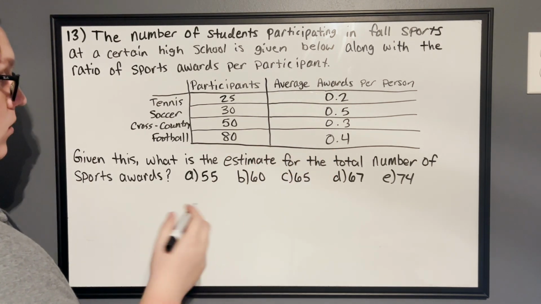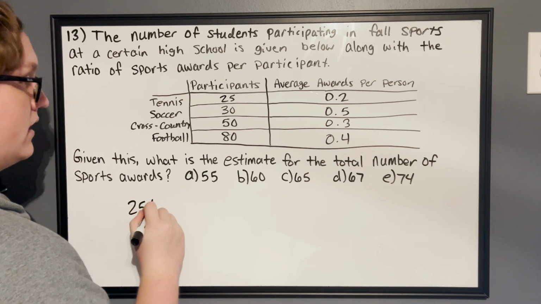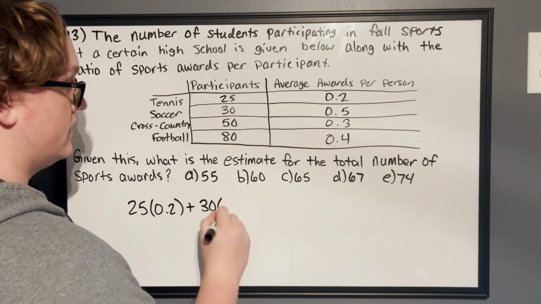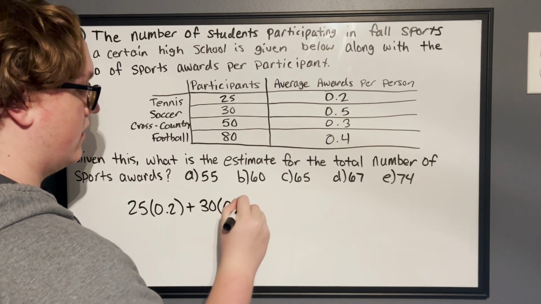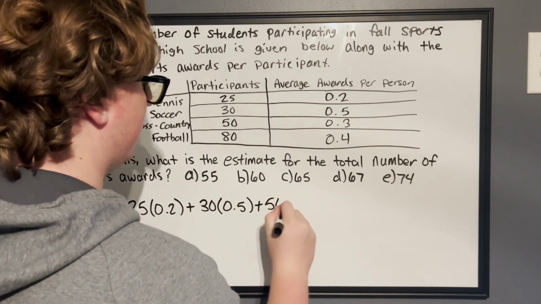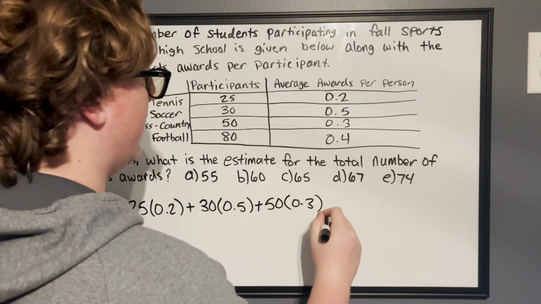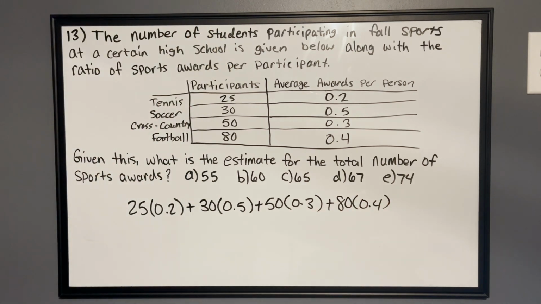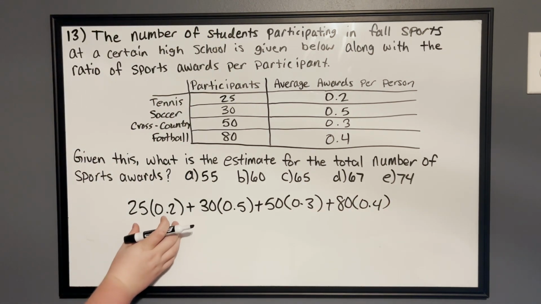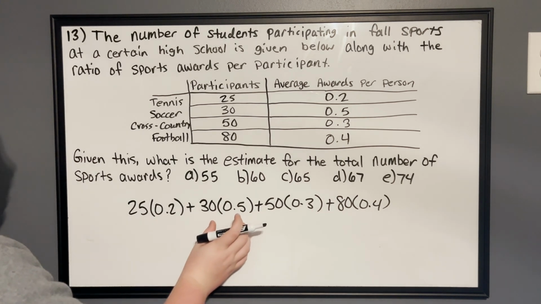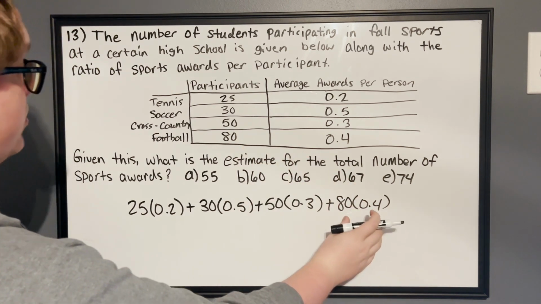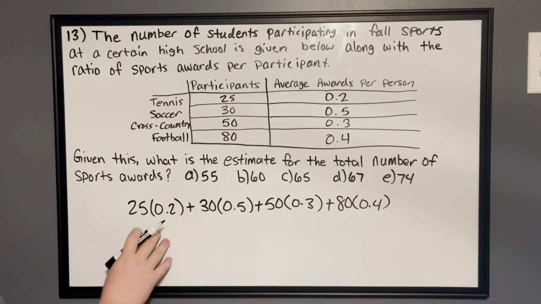So to figure out the total awards, we're going to do 25 times 0.2 plus 30 times 0.5 plus 50 times 0.3 plus 80 times 0.4. So now this will give the average awards for the whole group of tennis players, the average awards for the whole group of soccer, average awards for the whole group of cross country, and the average awards for the total group of football. So let's go ahead and multiply these out.